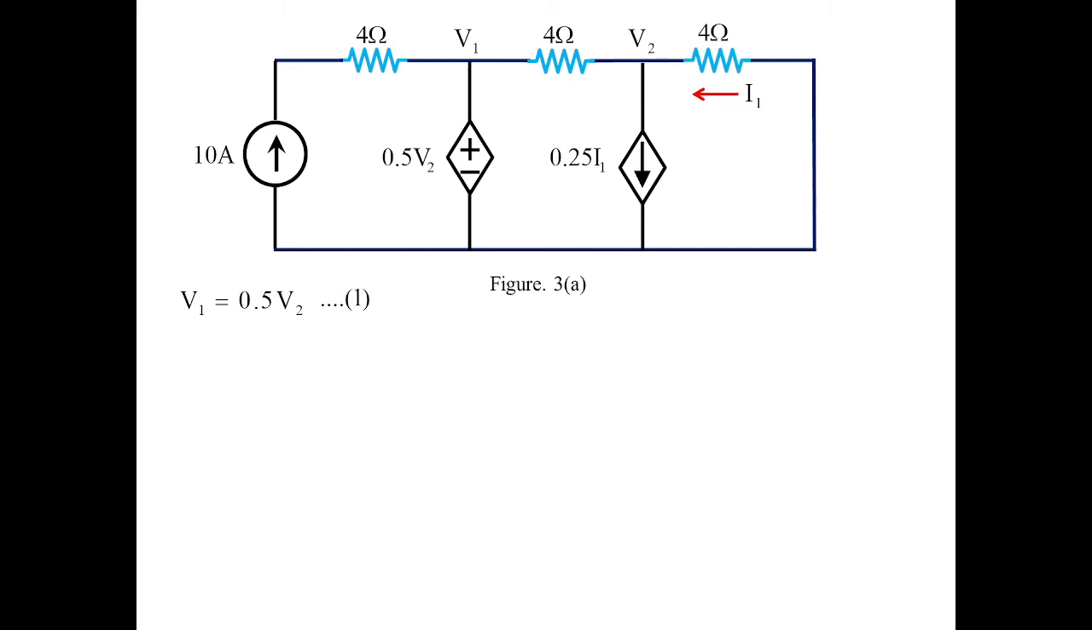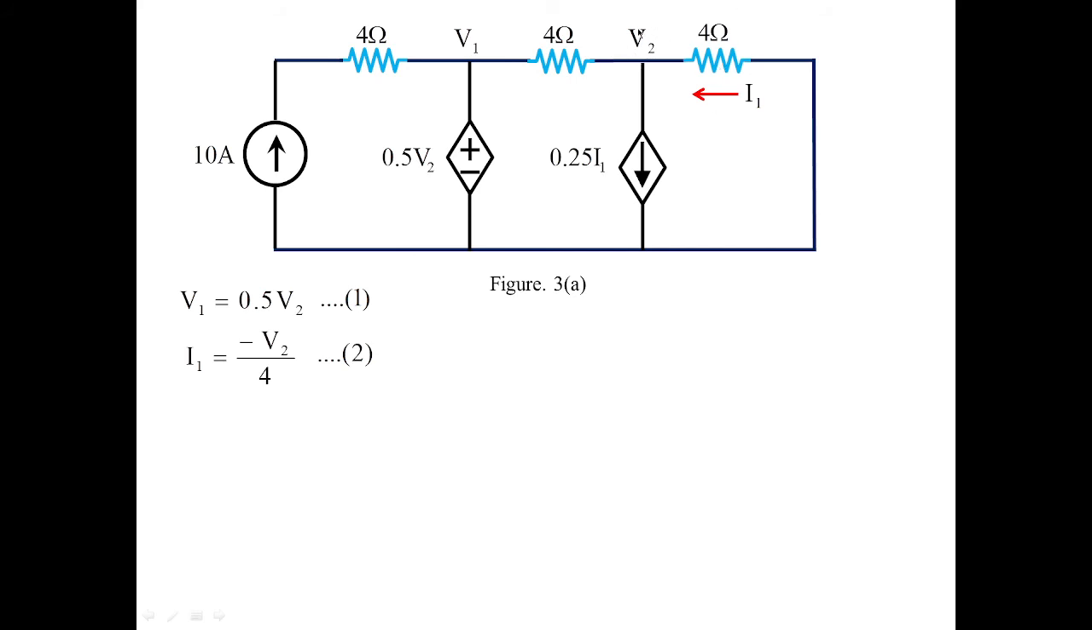Let me go with the clear inspection method. You can see here V1 is nothing but the node voltage, and from the given problem V1 is equal to 0.5 V2. It is given in the problem. Also you can see I1 direction is towards V2. So I1 is equal to minus V2 by 4.